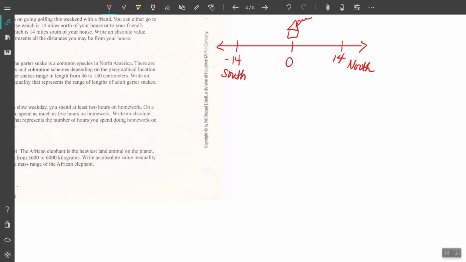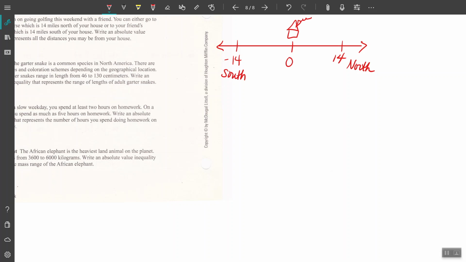All right, and your friend and you are going to either travel north or travel south. At any point in time on your journey, you're going to be a certain distance from your house, but you're never going to be more than 14 miles. That's what they want you to write an absolute value inequality about. It says write an absolute value inequality that represents all the distances you may be from your house.